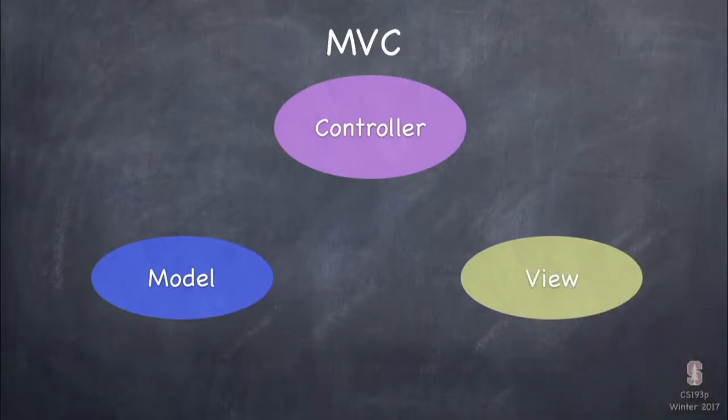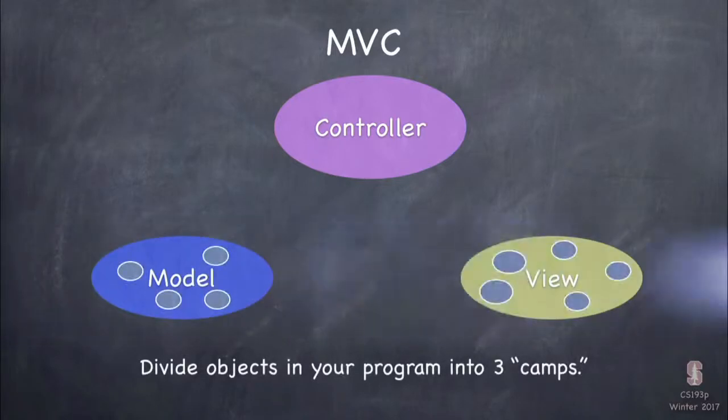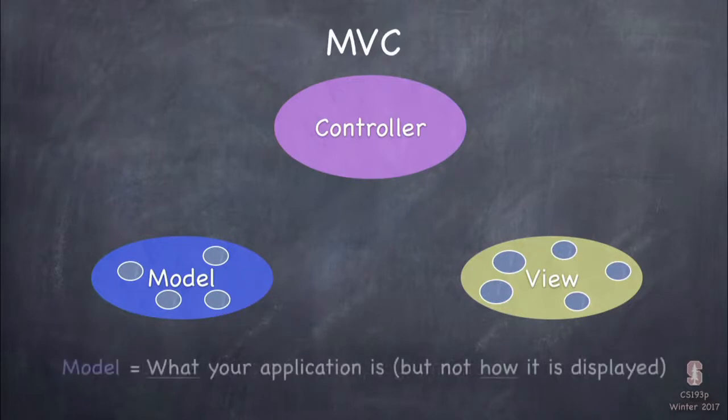Basically, it starts out being a way that we divide up all of the code in our app into three different camps. These three different camps are the model camp. The model is the what of your app, so what your app is. So in the calculator case, it's the brains of the calculator. It's a thing that calculates. That's the model. And that's the UI independent part. It's what the app is, not how it displays or anything like that.